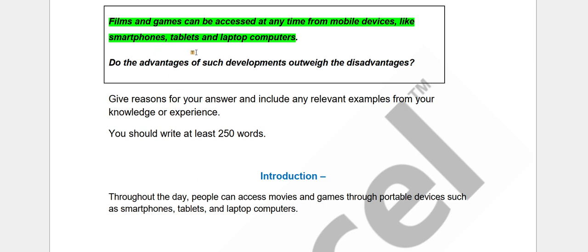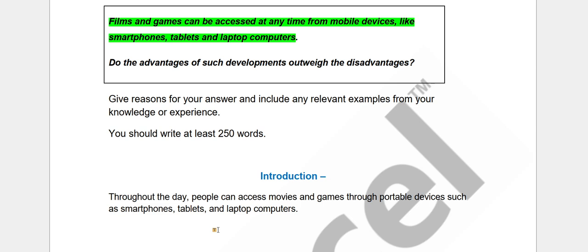Obviously, smartphones, we have to call them smartphones. You cannot call them anything else. Obviously, tablets, you are going to call them tablets, and laptop computers, you are going to call them laptop computers. You are not going to use any other fancy term for them.